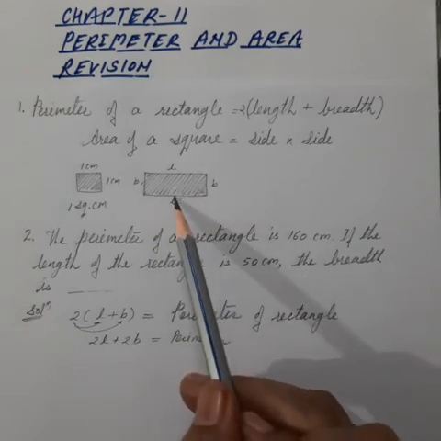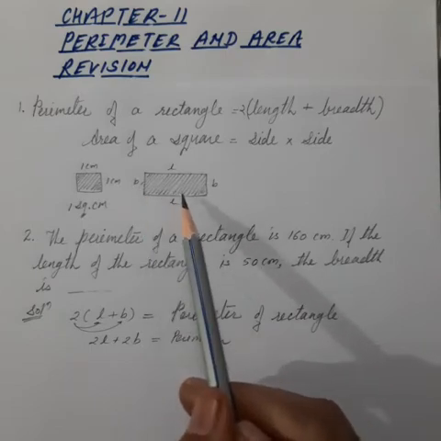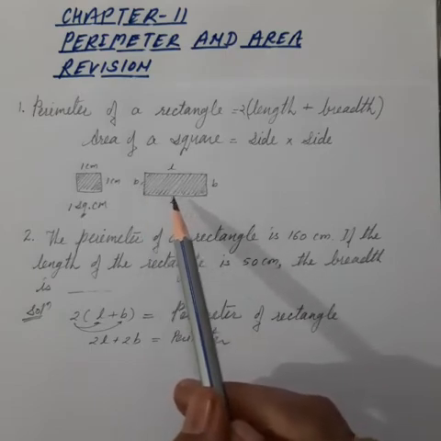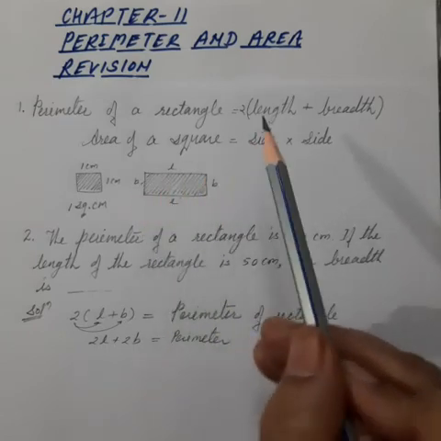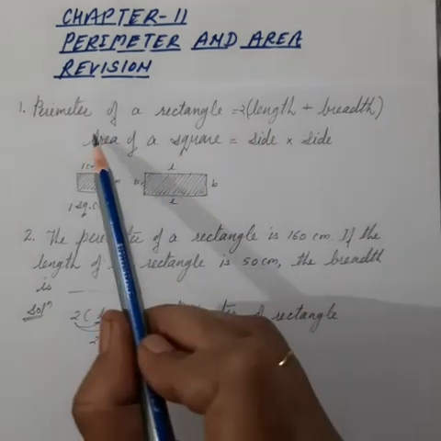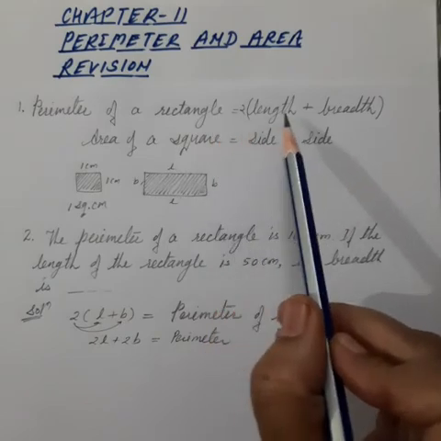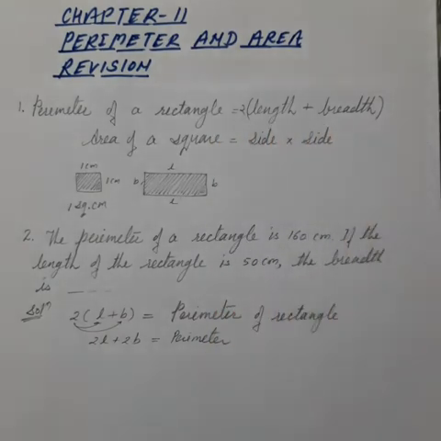Rectangle has opposite sides equal. So, perimeter of rectangle we get 2 times length plus 2 times breadth. Take 2 common. So, perimeter of a rectangle we get 2 times length plus breadth.